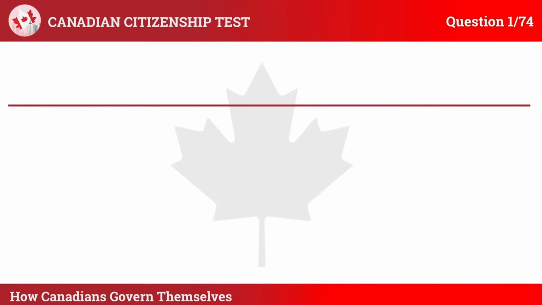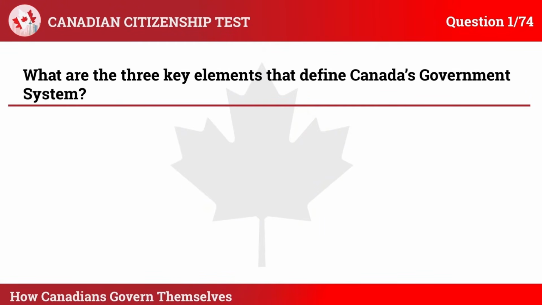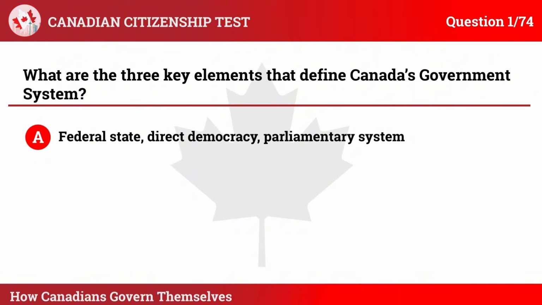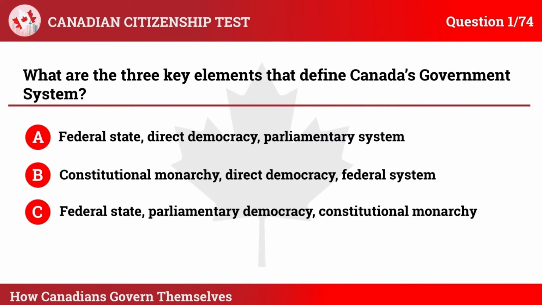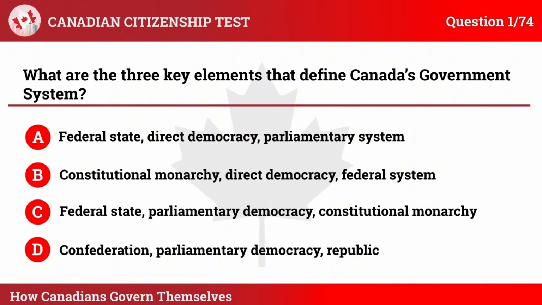Question 1. What are the three key elements that define Canada's government system? A. Federal state, direct democracy, parliamentary system. B. Constitutional monarchy, direct democracy, federal system. C. Federal state, parliamentary democracy, constitutional monarchy. D. Confederation, parliamentary democracy, republic.